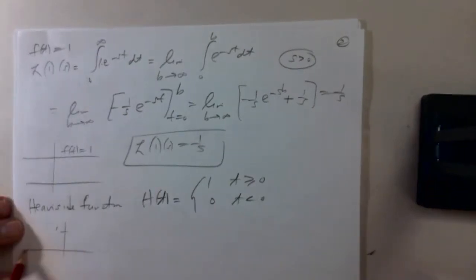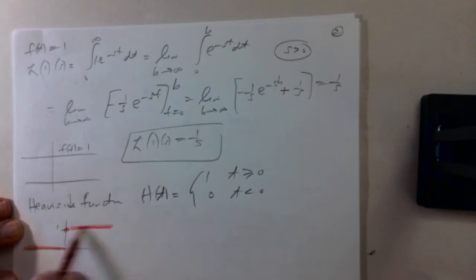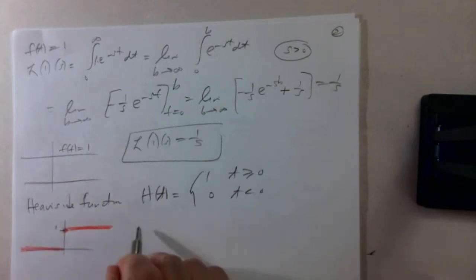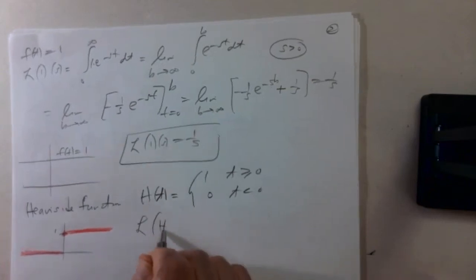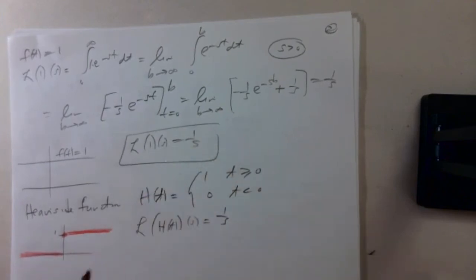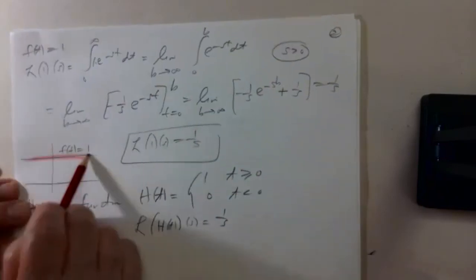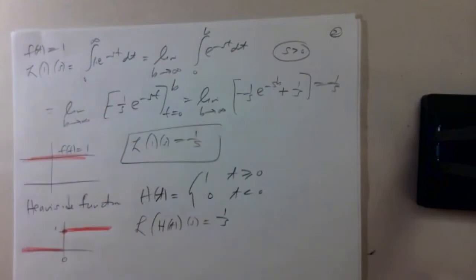For t negative, it's 0, and then for t non-negative, it's 1. It's this step function. And what is the Laplace transform of h of t? Well, it's also 1 over s. Why is that? Because from 0 to infinity, this function and the constant function 1 look the same. So they have the same Laplace transforms.